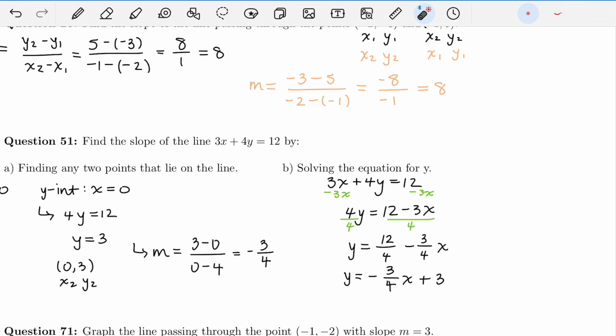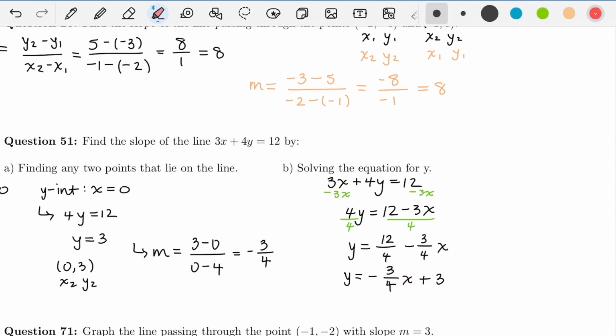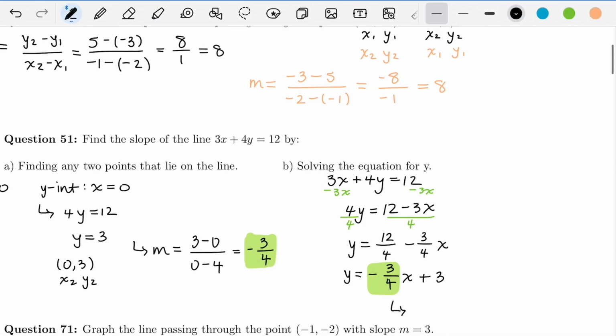Now the reason we're reordering them is because of where this term lies. The coefficient in front of this variable here is going to be our slope. So this minus 3 over 4 is our slope, and that's exactly what we got in part A here. So there are multiple different ways that we can find our slope. So just to emphasize, m is minus 3 over 4 here.